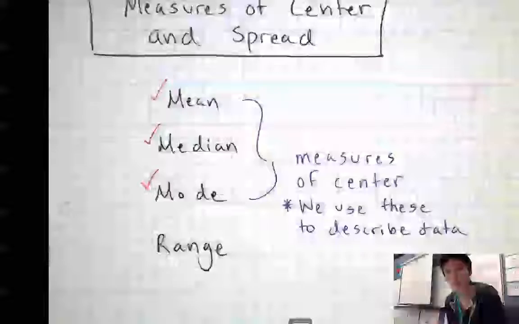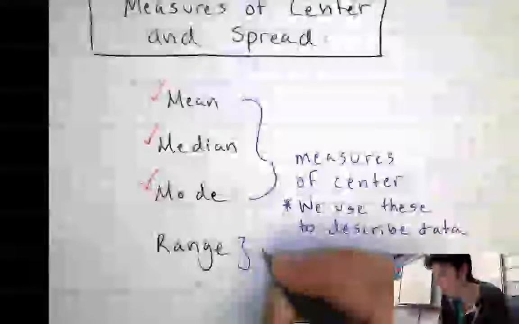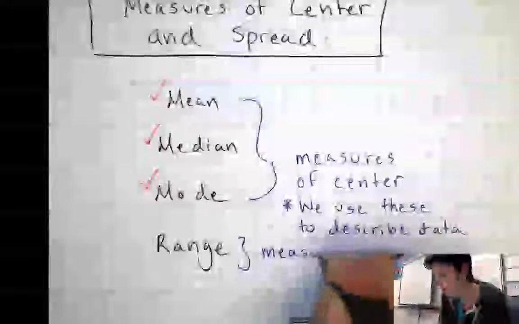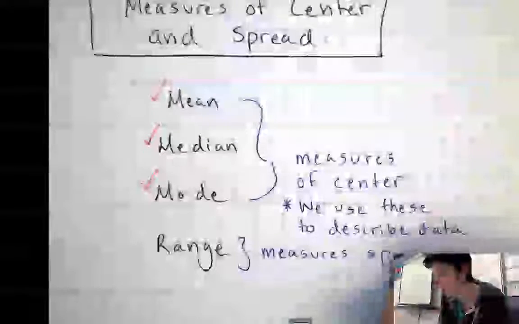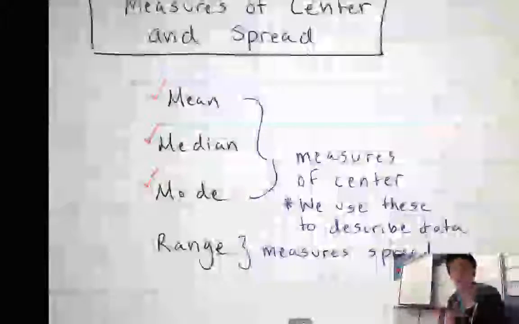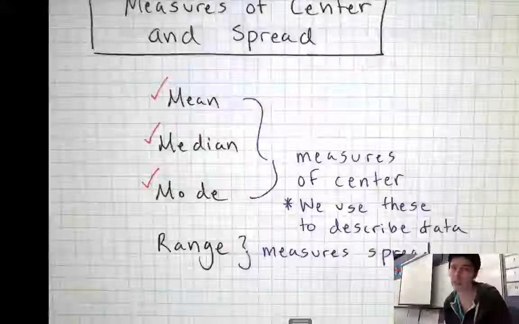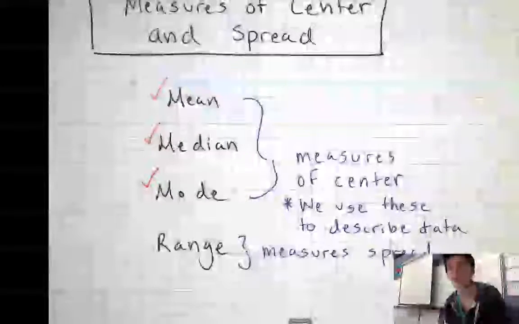And range is the measure of spread. So this one's kind of out on its own. It measures spread. And again, we use it to describe data. All of these things are to describe data. And the next step is to visualize data, which means we need graphs. So we'll get there next.